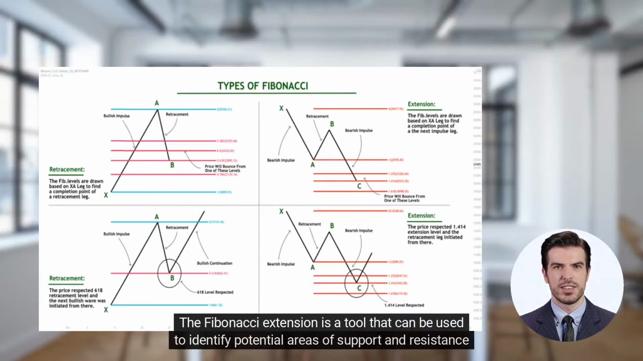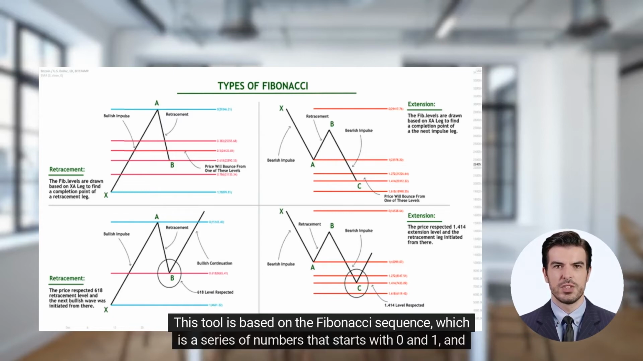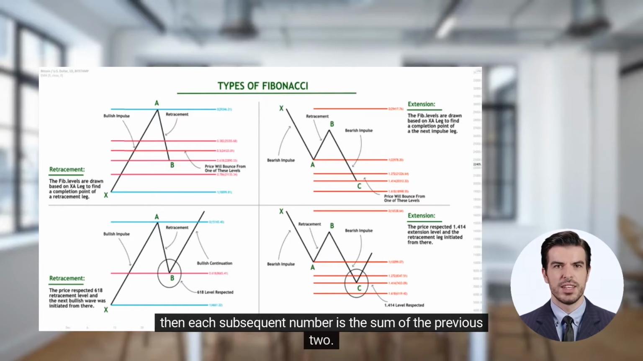The Fibonacci extension is a tool that can be used to identify potential areas of support and resistance in the market. This tool is based on the Fibonacci sequence, which is a series of numbers that starts with 0 and 1, and then each subsequent number is the sum of the previous two.